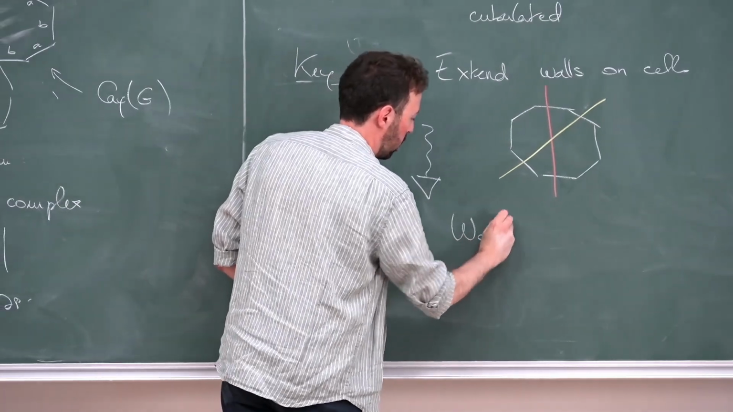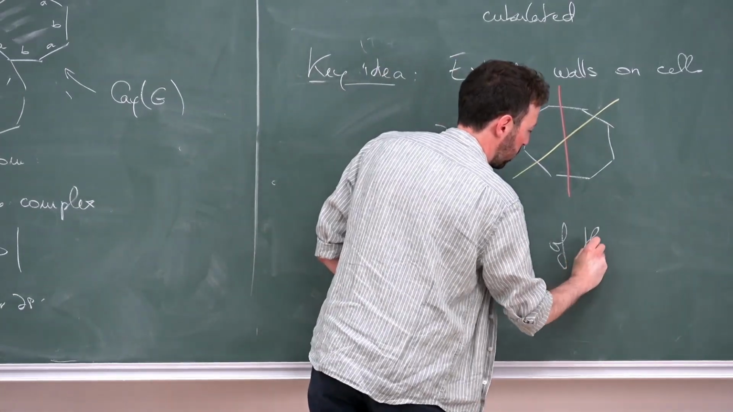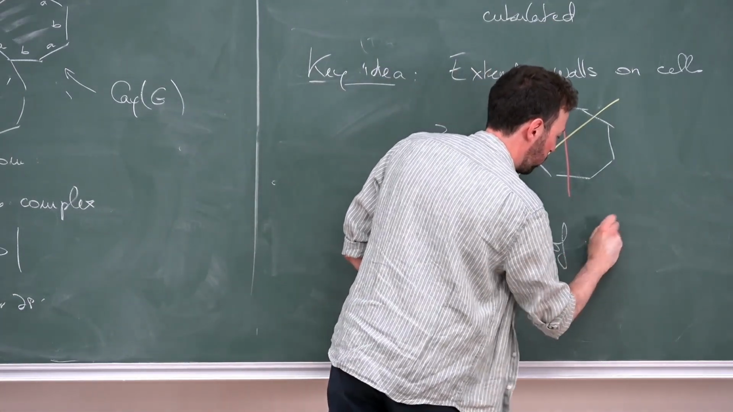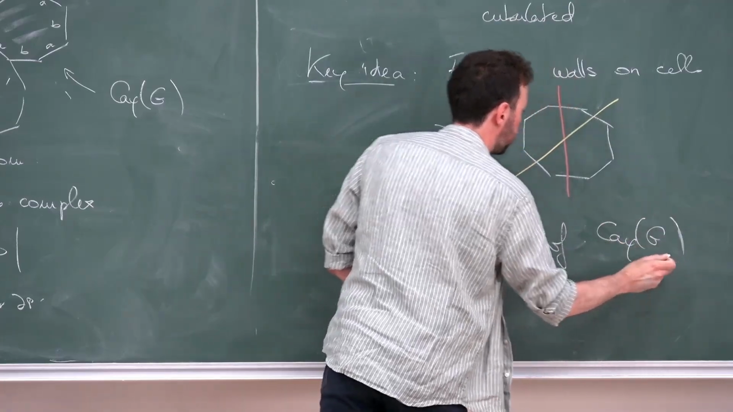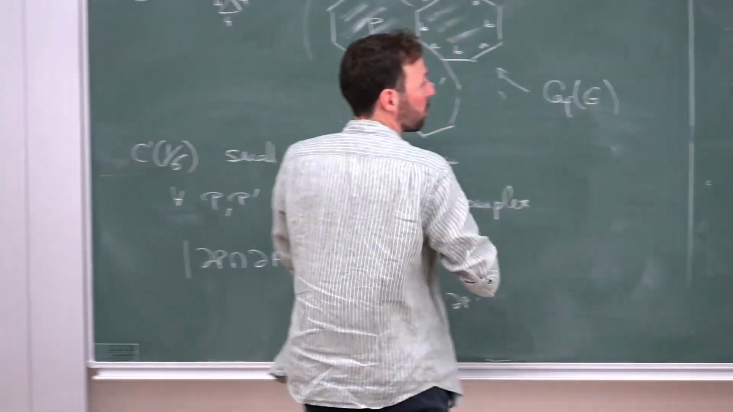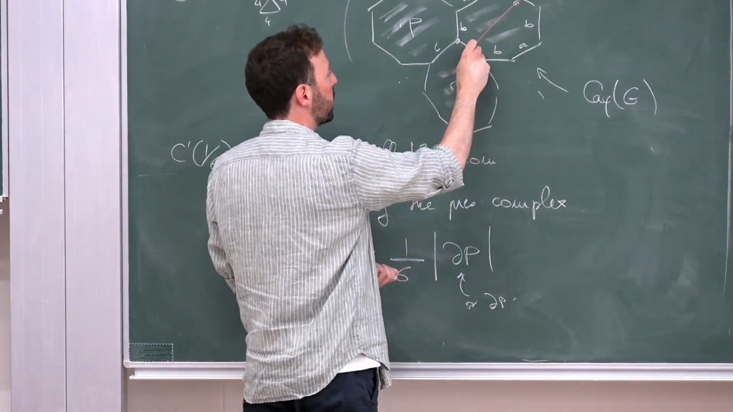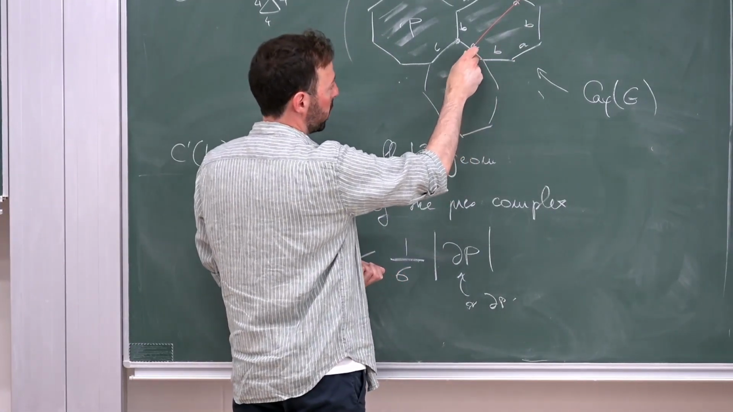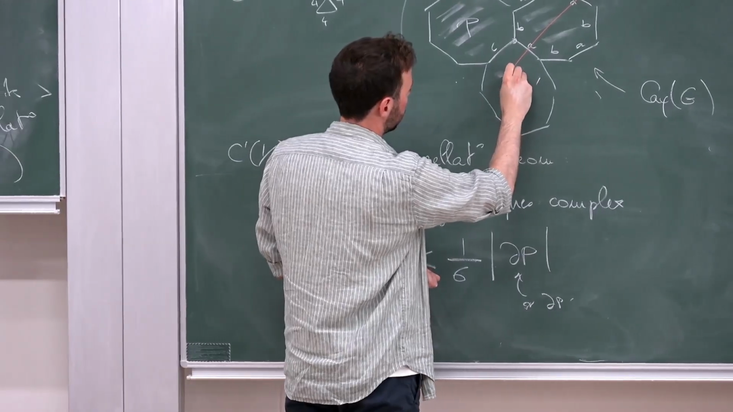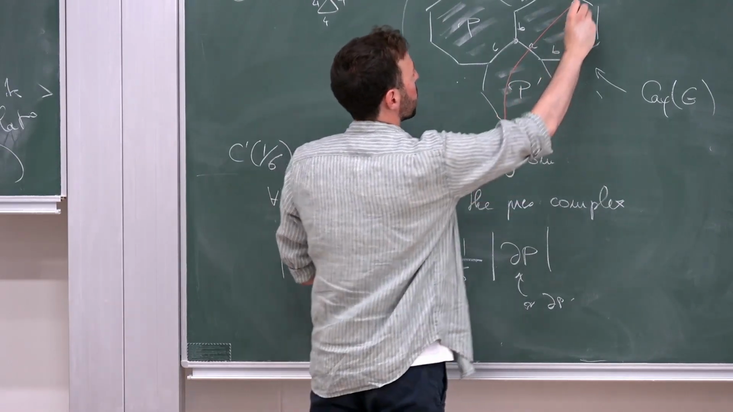Into walls of the Cayley graph. So the picture here would be, for instance, I've got this wall of that particular cell, and then I'm going to keep extending by going to the opposite edge, which in that case is that one, etc., etc.